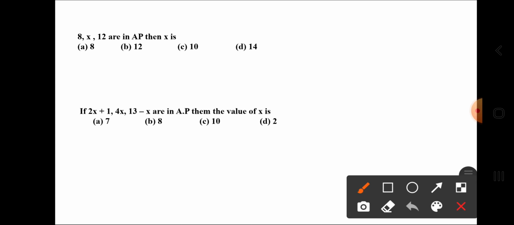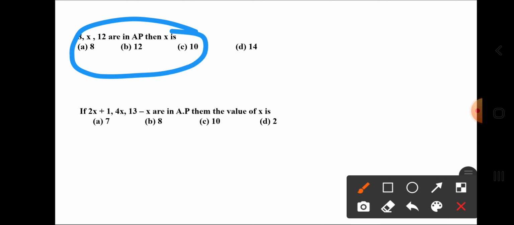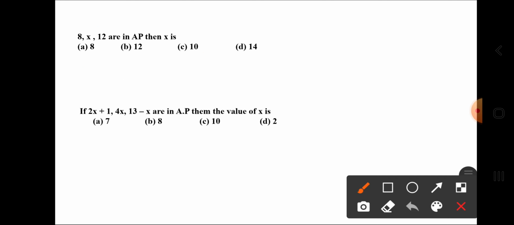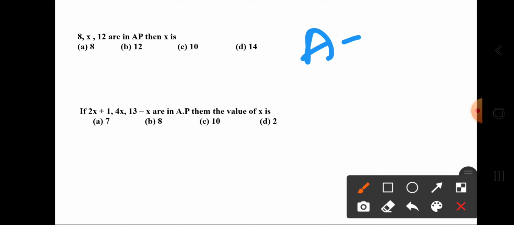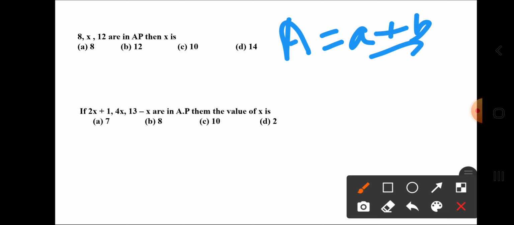So up to here we have seen the question papers which have been asked in the KSEB board. Apart from those, there are other questions which can be asked for 1 mark related to the AP. That is, here 8, X and 12 are in AP. Find the X. When three terms are given in AP, then it is sure that we have to use the arithmetic mean formula, that is A is equal to small a plus small b divided by 2.